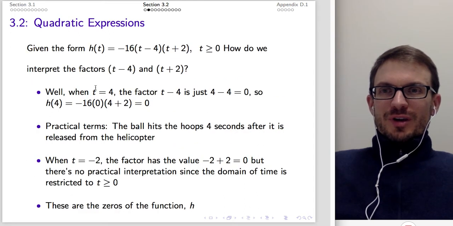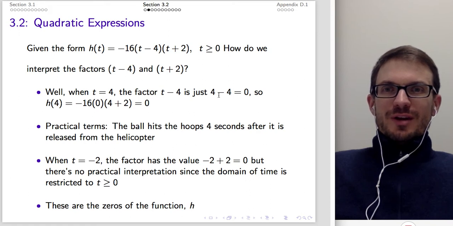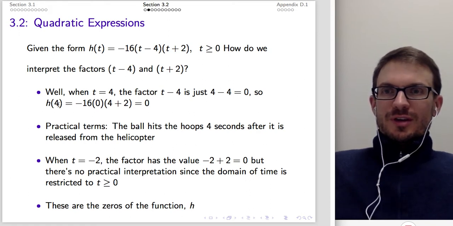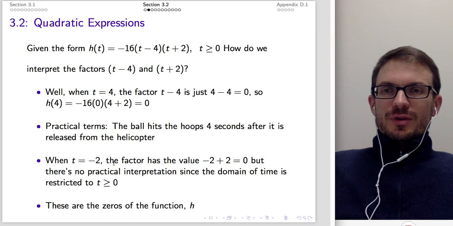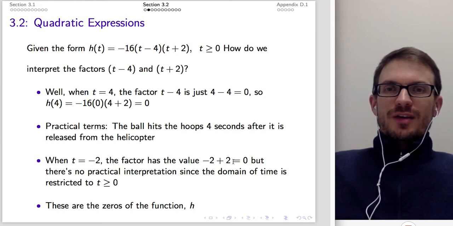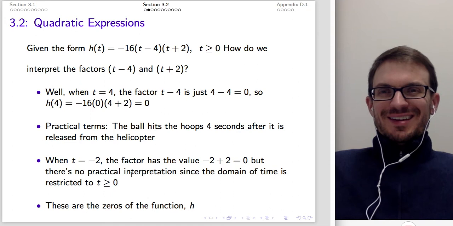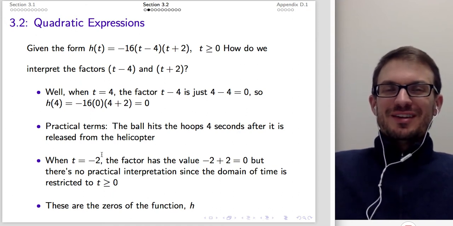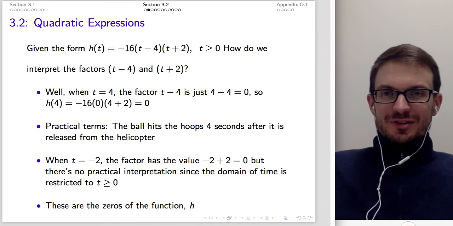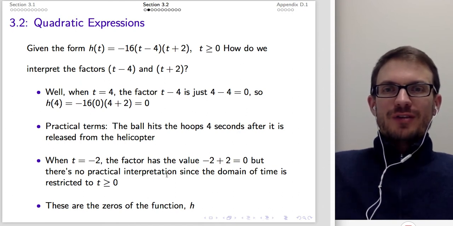So let's look at this more carefully. When t is equal to 4, the factor t minus 4 is just 0. So it tells us the height of the ball after 4 seconds after release is 0. Right? It hits the hoop 4 seconds after it's released from the helicopter. What about this one? Well, when t is equal to minus 2, the factor has value 0, but t equal to minus 2 means we're going back in time 2 seconds. And that's nonsensical, so we don't have a good practical interpretation for this.